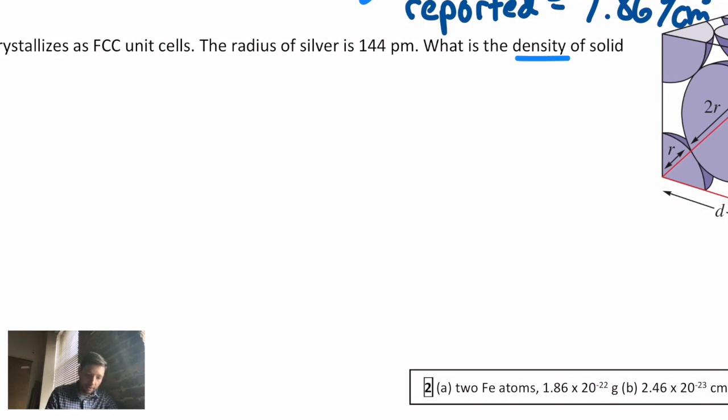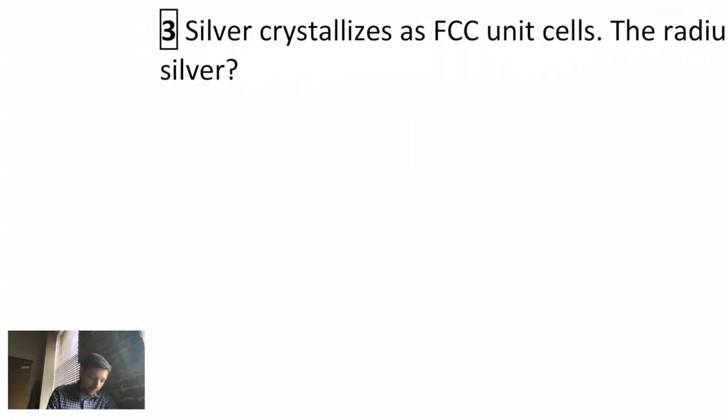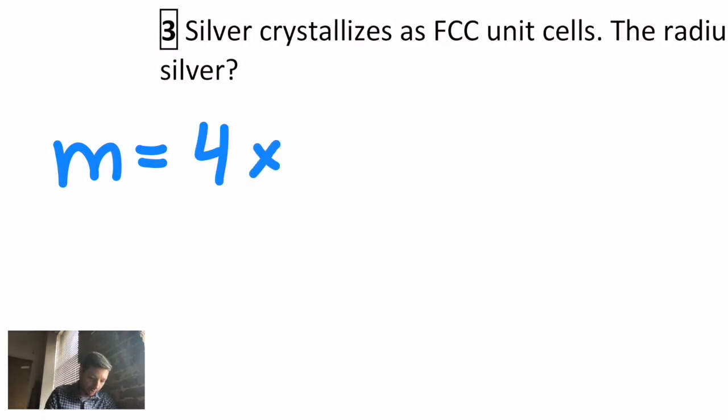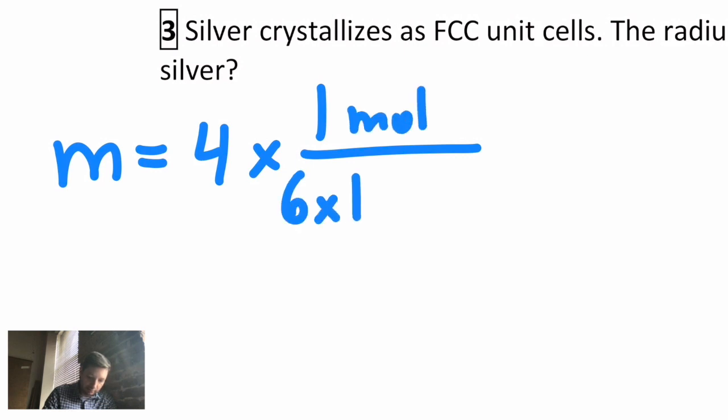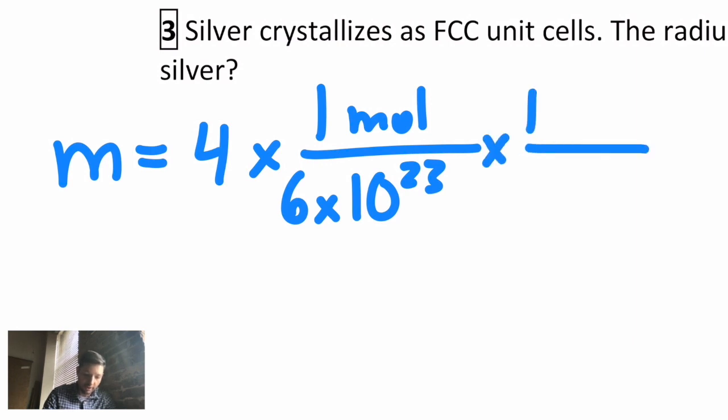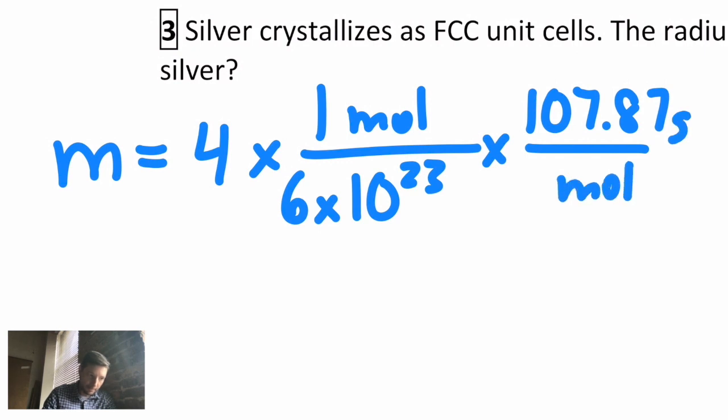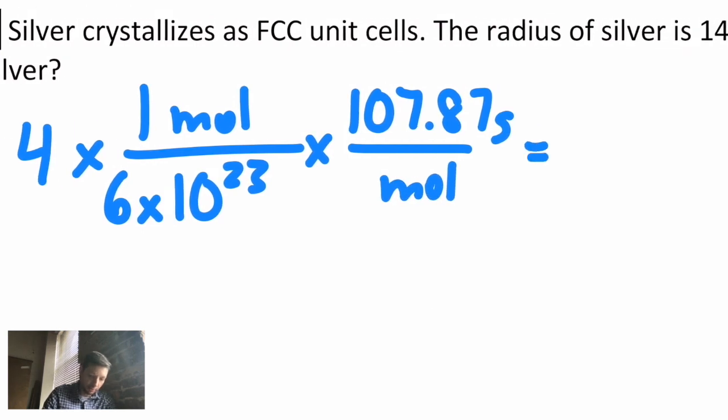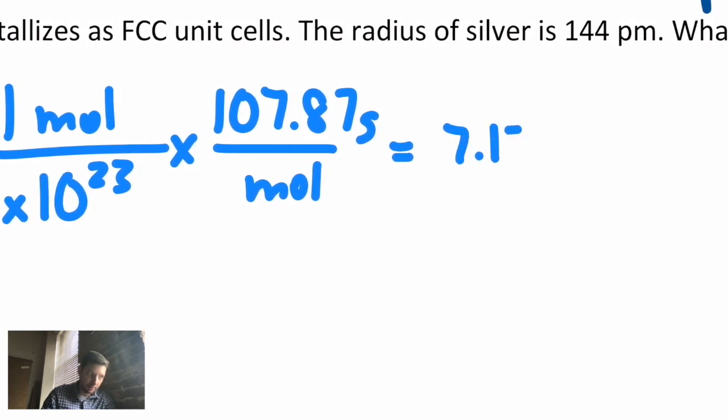So first up, just to repeat what we did before, the mass of atoms inside the cell. There are 4 atoms in an FCC cell, as we calculated at the top. Times a mole per Avogadro's number of atoms, and then multiply by the atomic mass of silver. That's 107.87 grams per mole if you look it up on a periodic table. We get a very small number, 7.17 times 10 to the negative 22 grams.